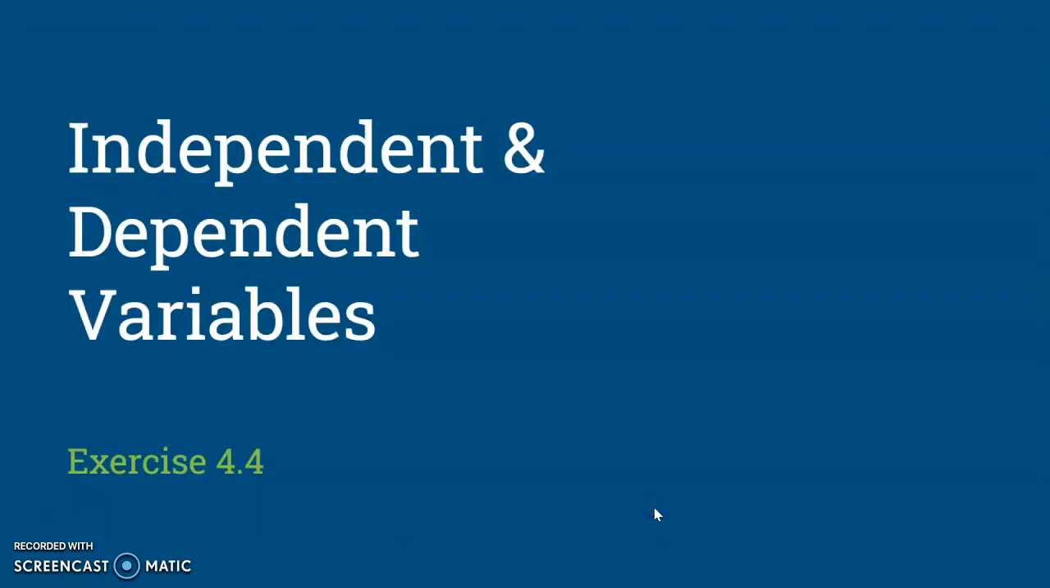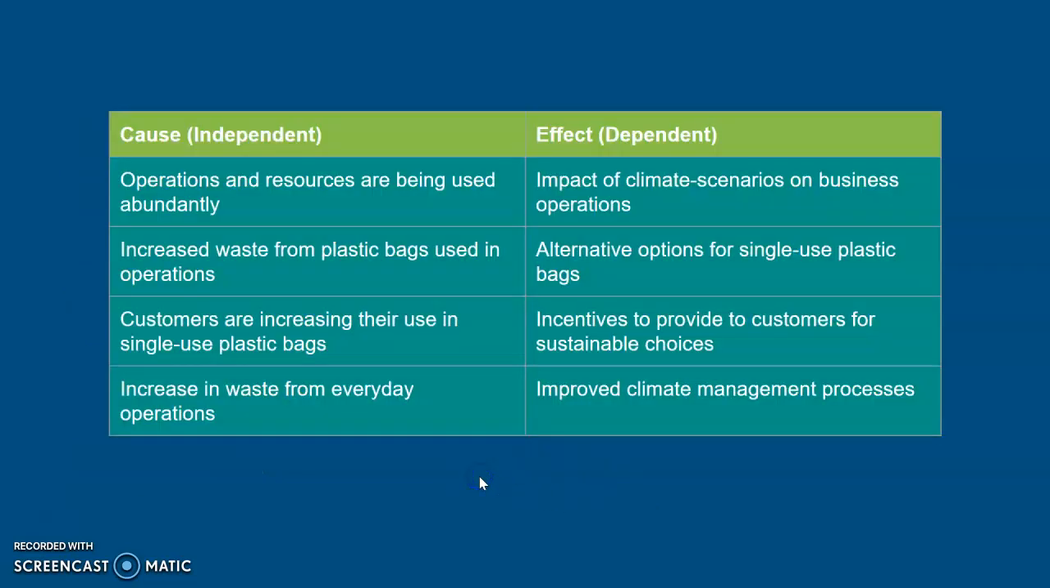So moving on, the fourth part of our use case was the independent and dependent variables. So our cause would be the independent variable and our effect would be the dependent variable. Our first cause was operations and resources are being used abundantly, and the effect of this would be impact of climate scenarios on business operations.